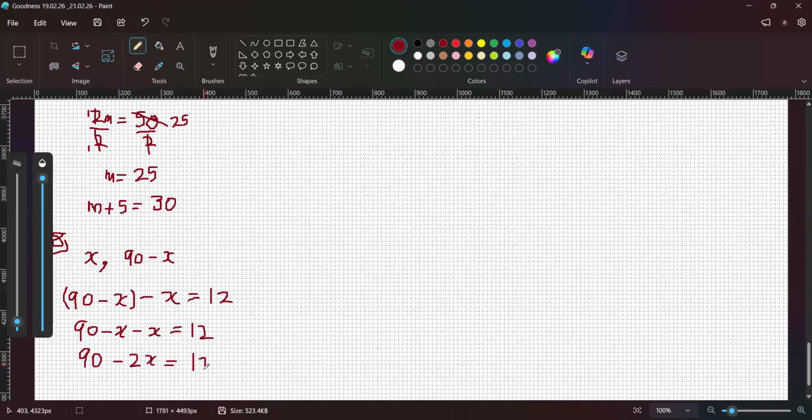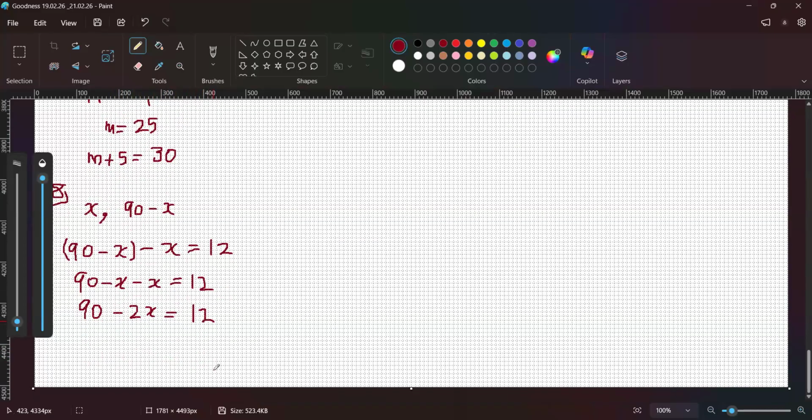And what are we going to do next? So what decisions will you make at this point? Should we bring the 12 over? Okay, we'll bring the 12 over and move the 2x to the other side, right? Yes, sir. I'll do those then. So 90 minus 12 equals 2x.